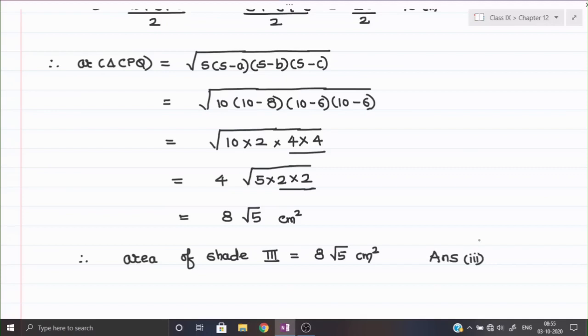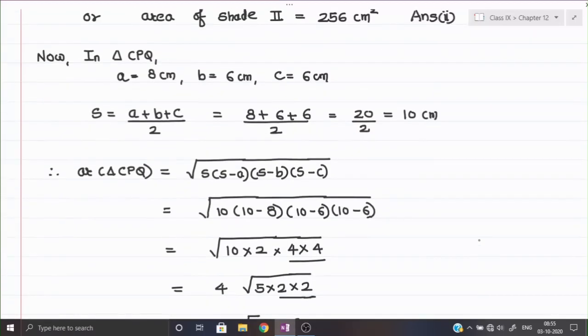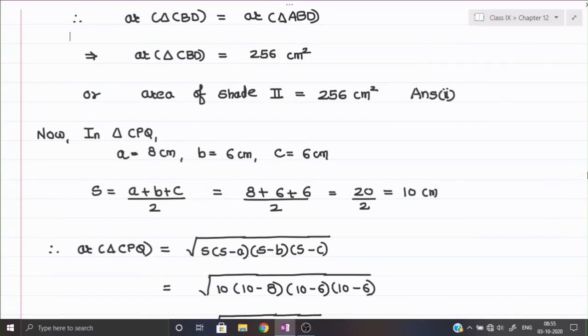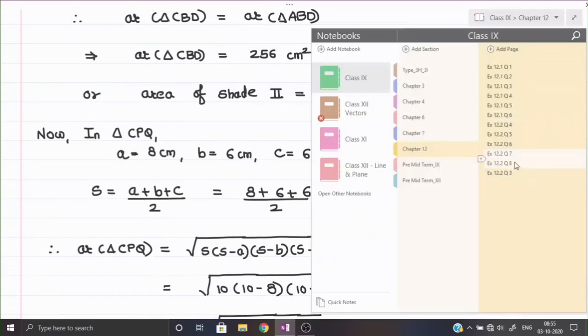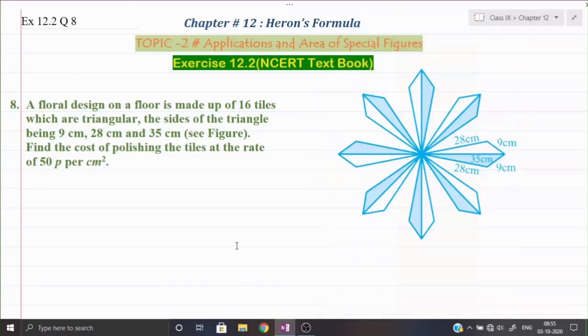Today we can finish one more question, then the question number 3rd which is remaining, I will take next time. So let us start now the next question, question number 8. See what we have been given in question number 8.